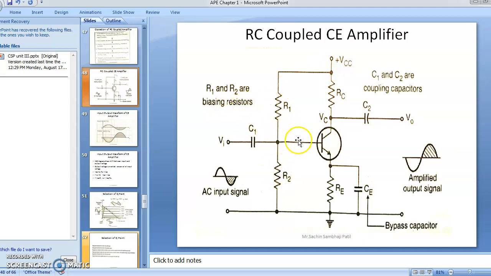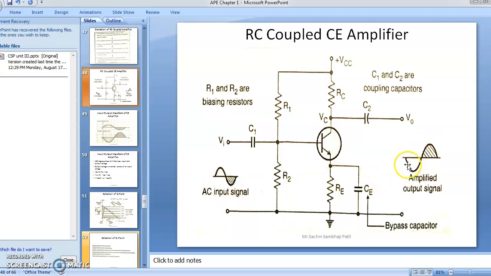Then at the collector terminal, RC is connected and its other end is connected to plus VCC. Here we are measuring the output voltage at the collector terminal after coupling capacitor C2. Again, this coupling capacitor passes the high frequency component and blocks the low frequency component. The emitter resistor and bypass capacitor are here. So we can see this is the amplified output voltage, but it is inverted.